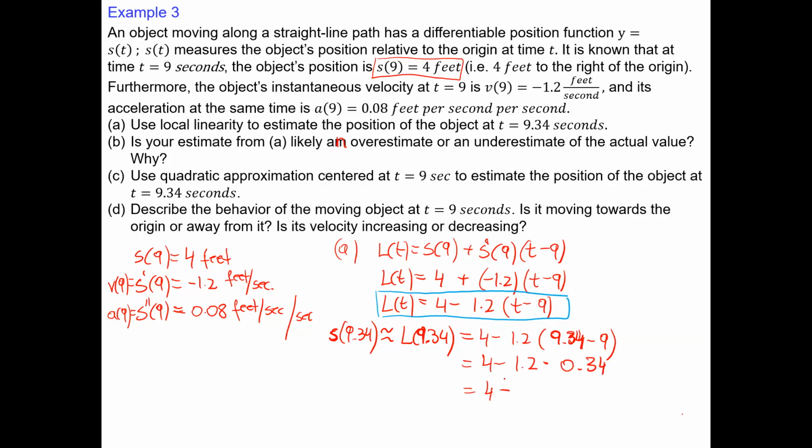Do I need a calculator? 34 times 1 will be just 0.34, plus times 2.4. I think I did the calculation before. I think it's this one, and then when we subtract, it will be 3.592, and this is just the position in feet. Okay, that means this is the approximation of the position of the object.